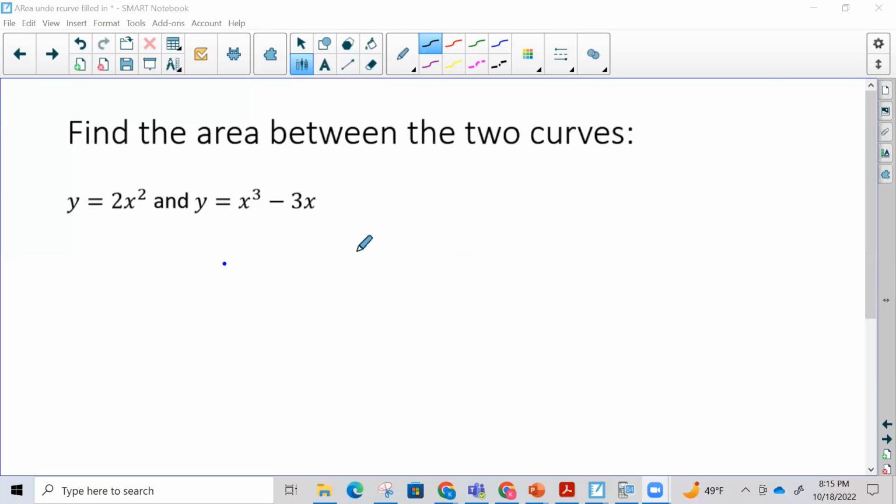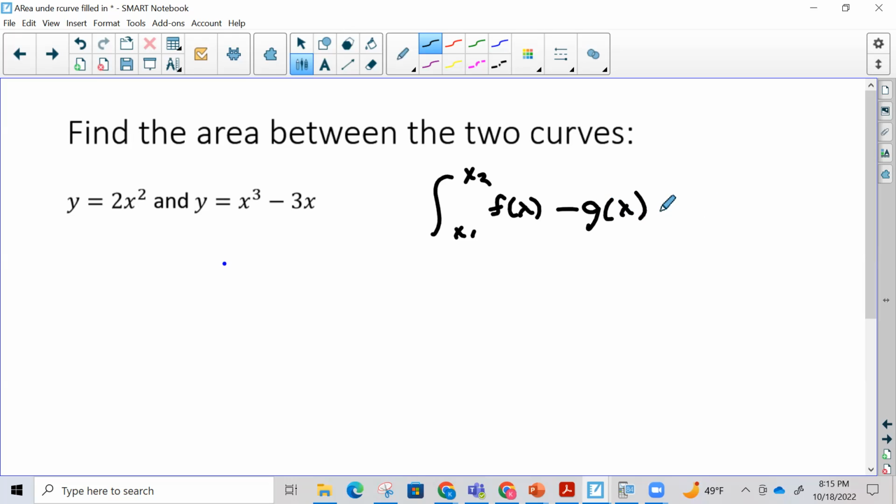So for this example, I'm going to do one more of the area between two curves. And I want to show you this one because these curves actually intersect in 3 places. And so if that happens, I want to show you what you have to do. So we're going to find the area between these two curves of 2x squared and x cubed minus 3x. Again, when we find the area, we use this formula.